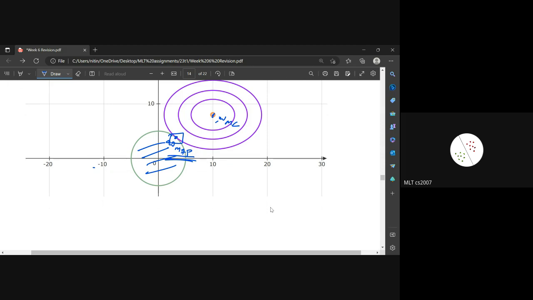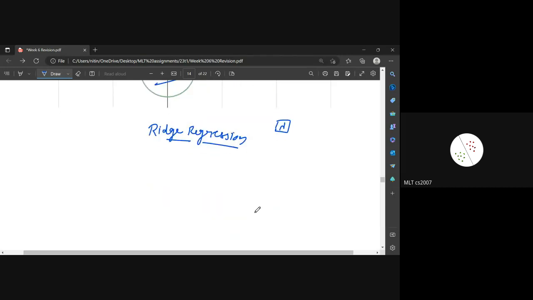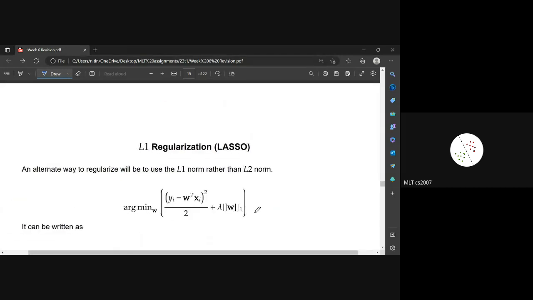Right. So this particular formulation is called ridge regression. Here we haven't discussed how to find lambda. We'll discuss it in the last part of this session. Any other doubt till this point? If not, we can move to the next regularization, which is L1 regularization.